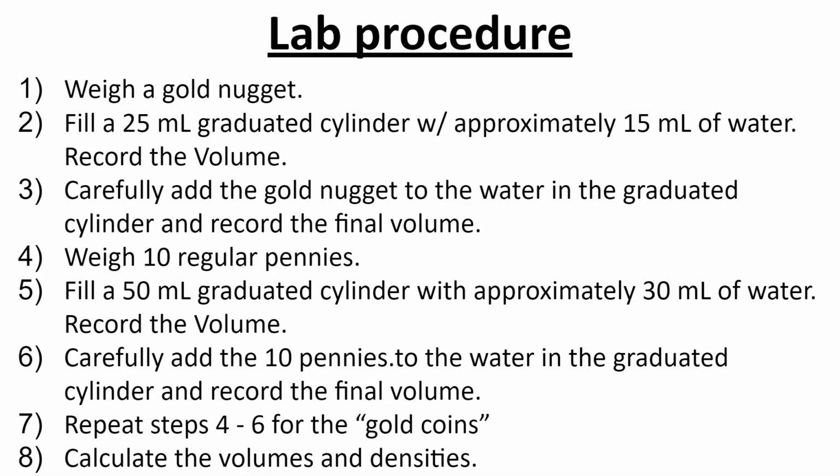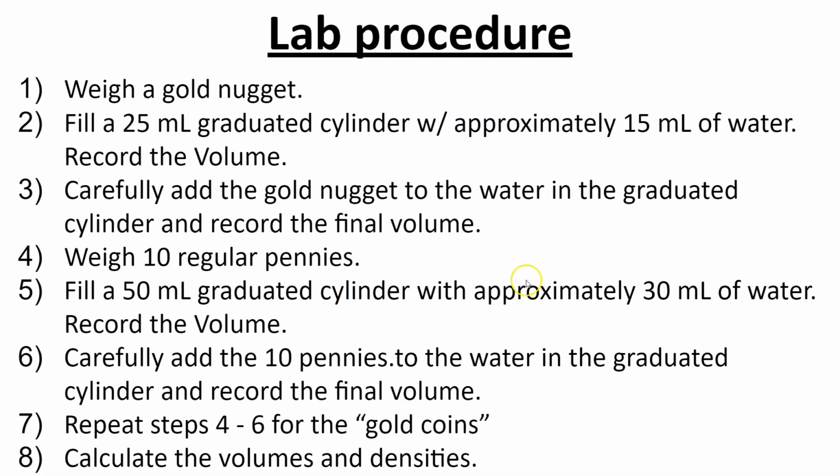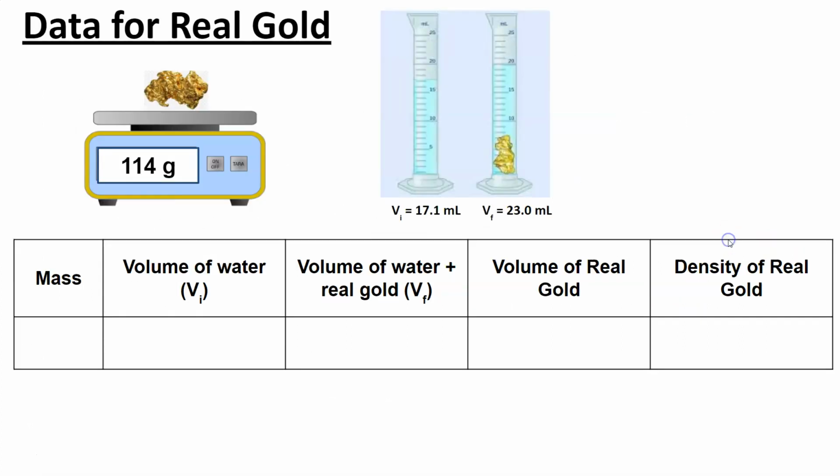So you need the initial and final volume for that. The pennies, you would do something similar, except you would use a 50 milliliter graduated cylinder and fill it to approximately 30 milliliters of water, and record your initial and final volumes and your mass. And then you repeat that for the gold coins and then calculate the volumes and densities. So let's see what that would actually look like.